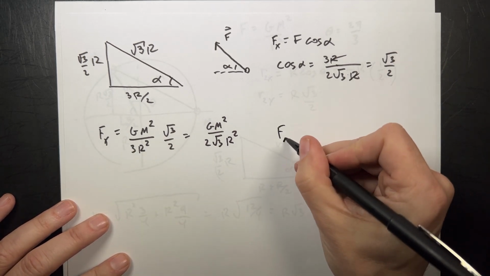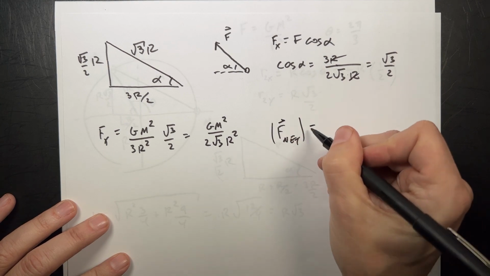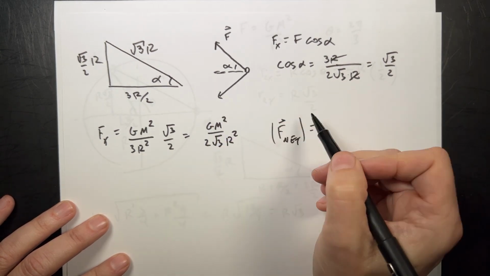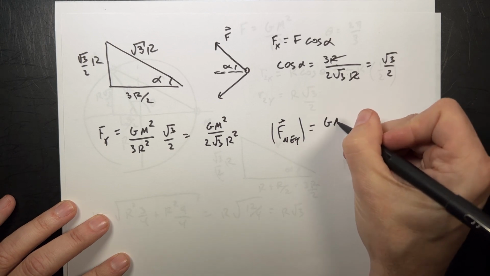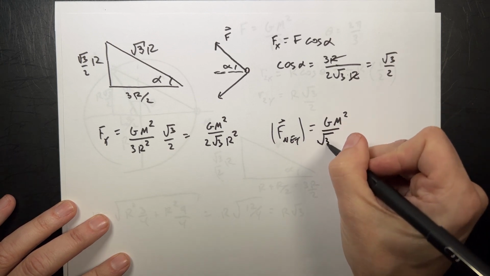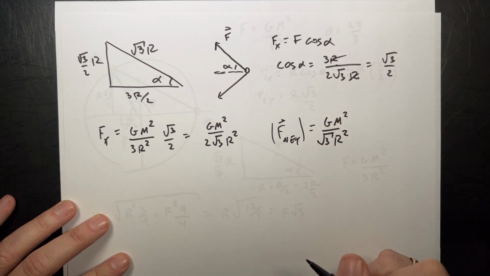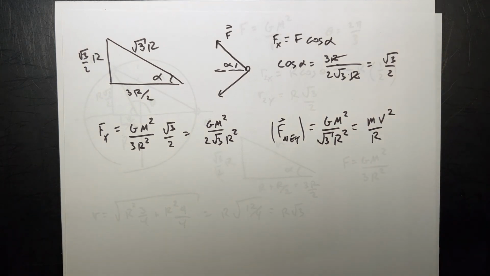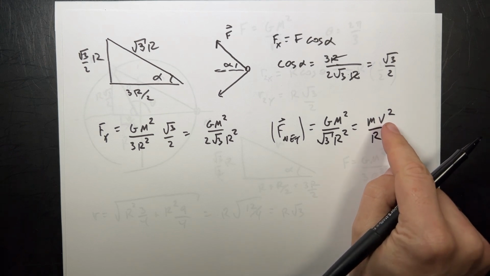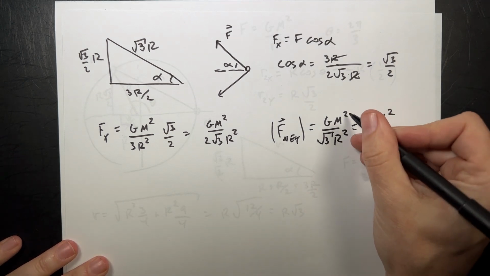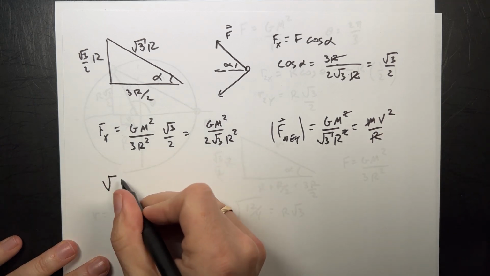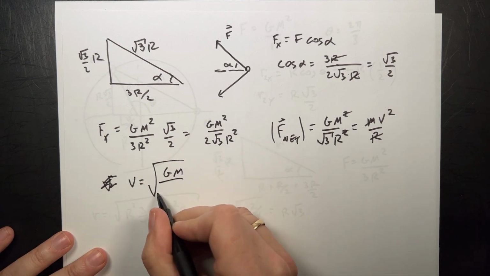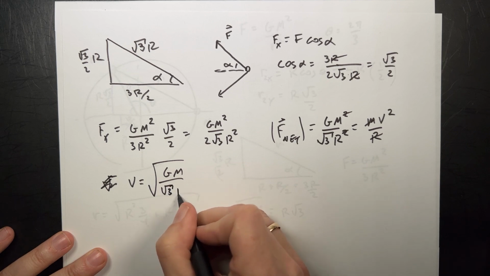Now F net, magnitude, is going to be twice that. Because remember, I have another force down here due to the other particle. It's going to have the exact same x component. So I'm going to get two of these, and that's going to be G m squared over the square root of 3 times r squared. And I'm going to set that equal to mv squared over r. I want to find the velocity in order to make these things move in a circle. So this mass cancels, this r cancels, and I get v equals the square root of Gm over the square root of 3 times r.